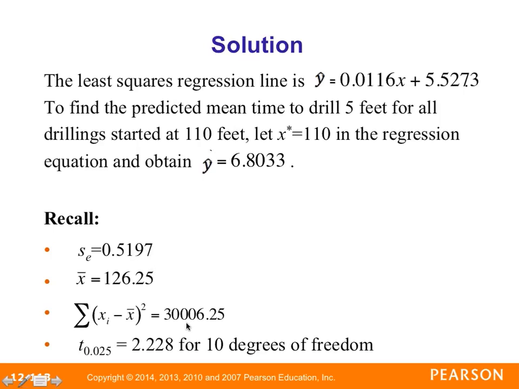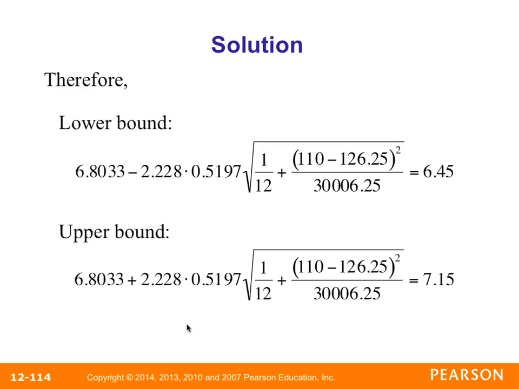It's important to recall all of these values because we're going to be using them again. And all you really have to do is just plug in very, very carefully. So we have 6.8033 plus and minus, for our lower bound and our upper bound, 2.228 times 0.5197 multiplied by the square root of 1 over 12, that's 1 over n, plus 110 minus 126.25 squared over 30,006.25. And you have to do this very, very carefully in your calculator. You end up with a lower bound of 6.45 and an upper bound of 7.15.